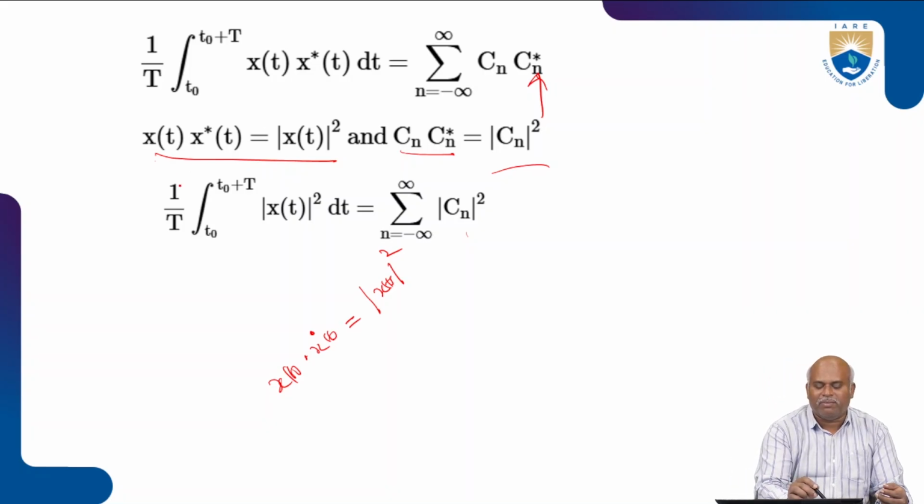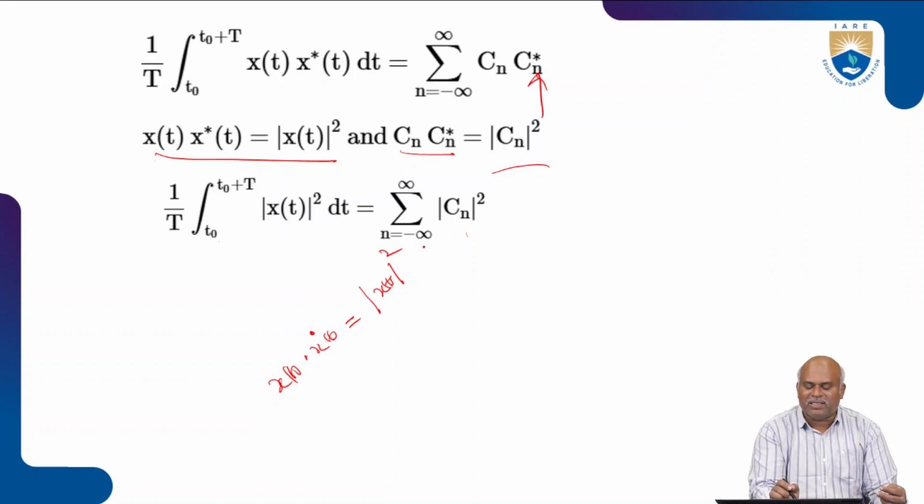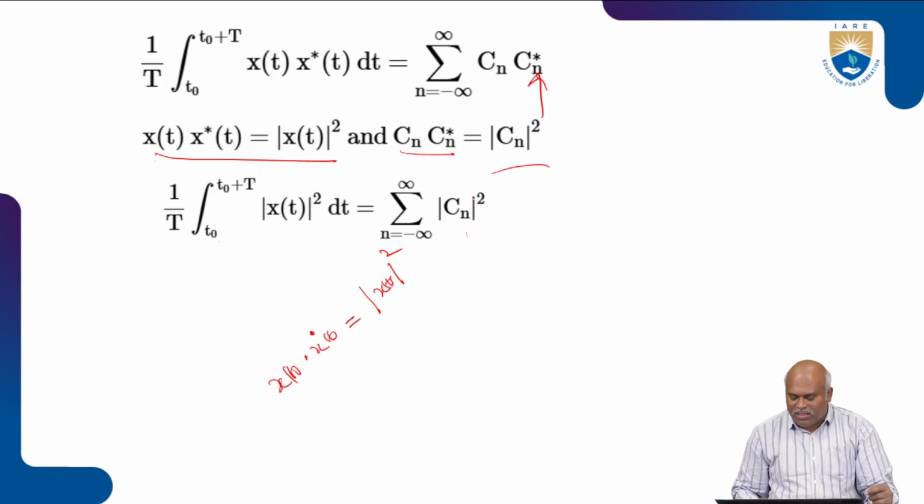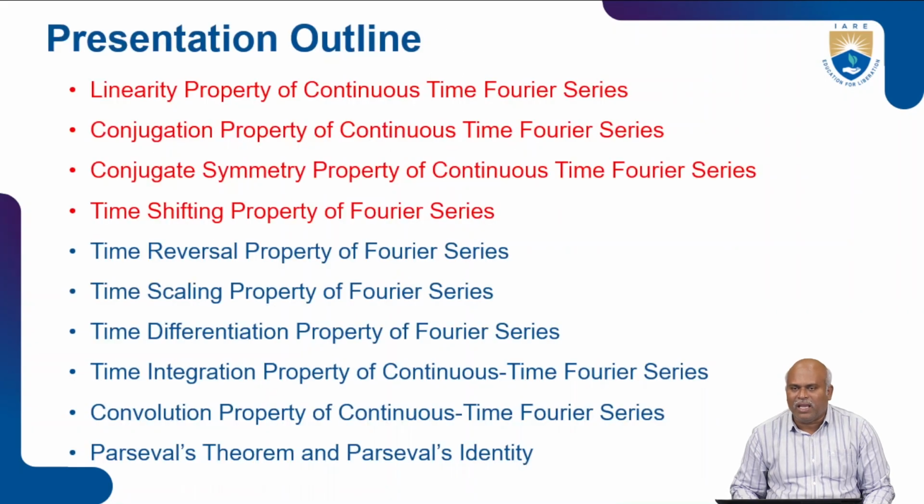So what will happen? 1 by T integration from t0 to t0 plus capital T of mod x of t square dt is equal to the summation of n equal to minus infinity to plus infinity of mod c of n square. This is represented as the Parseval relation identity. Up to this much, the properties of the Fourier series are over. So what are the properties present?